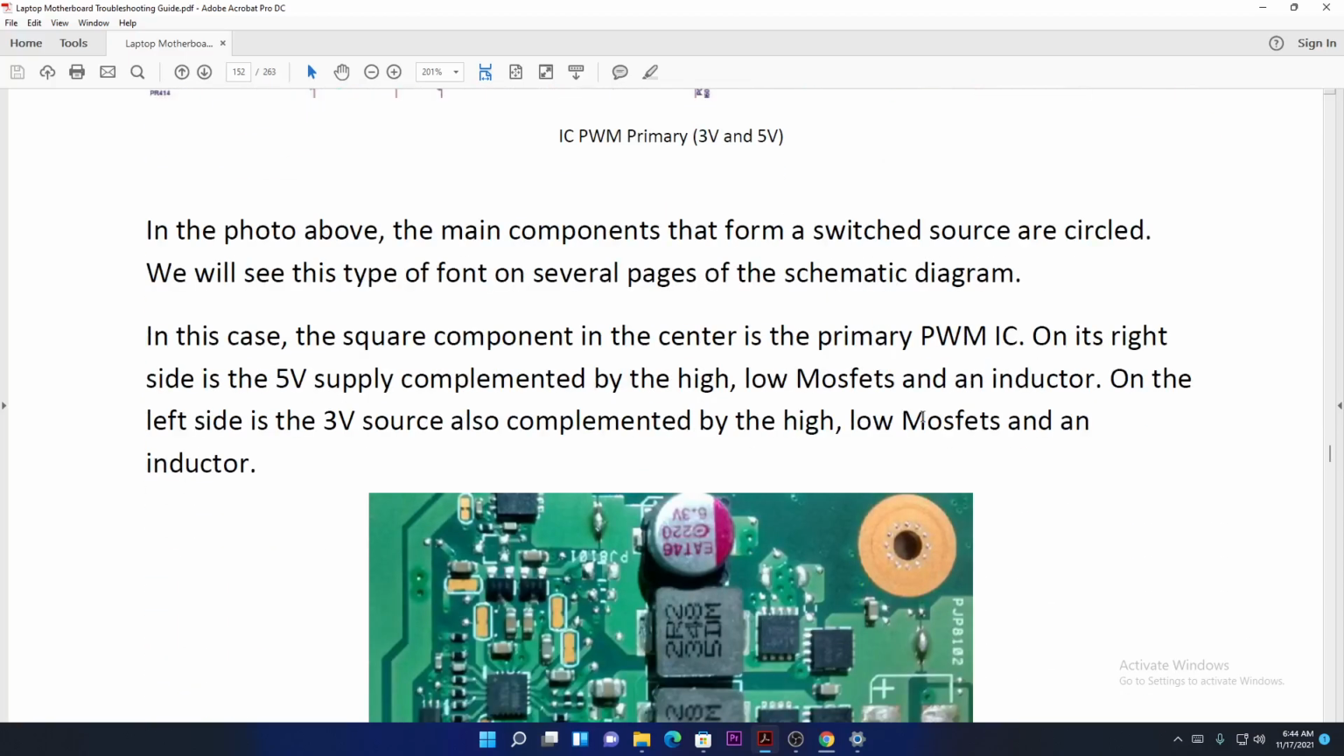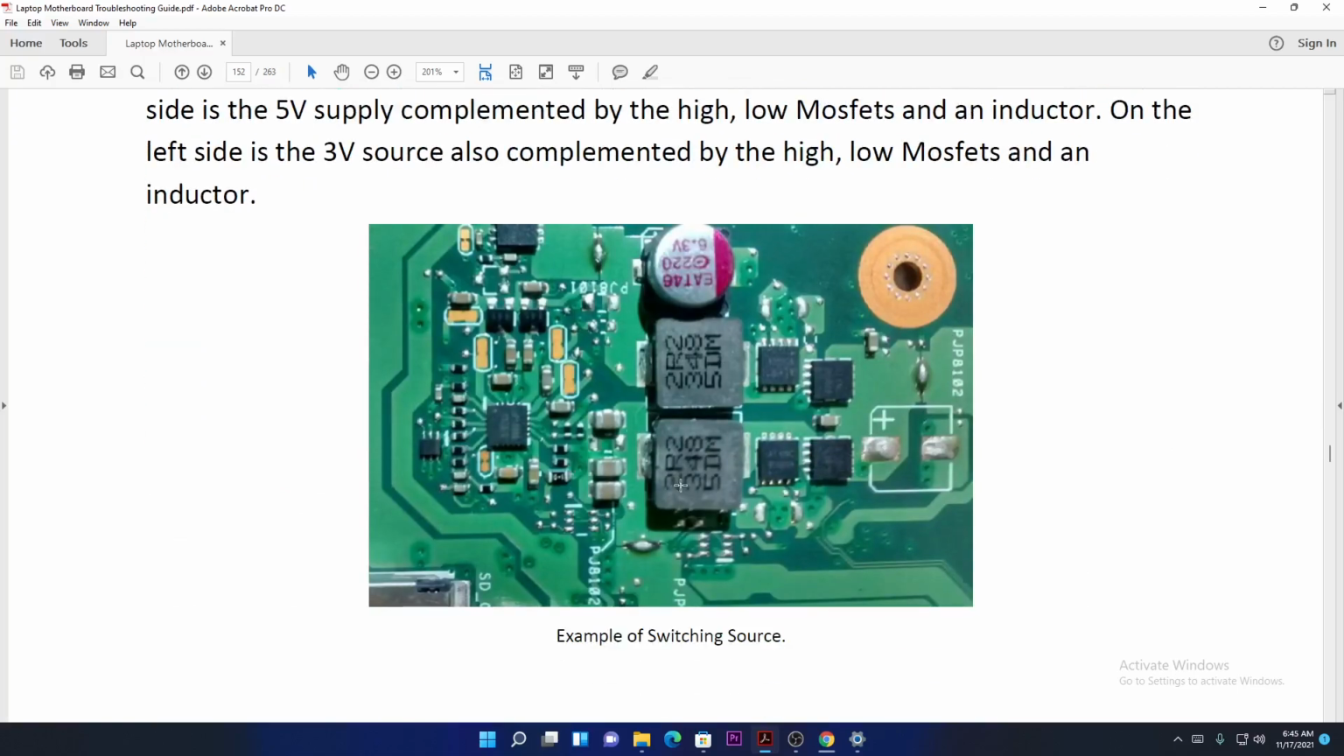Let me show you this in real life. In real life, it's going to look like this. I'm pretty sure you are confused because the chip is not in the center. This is the chip. And then you have two coils there. One coil is for 3.3 and the other one is for 5 volts.